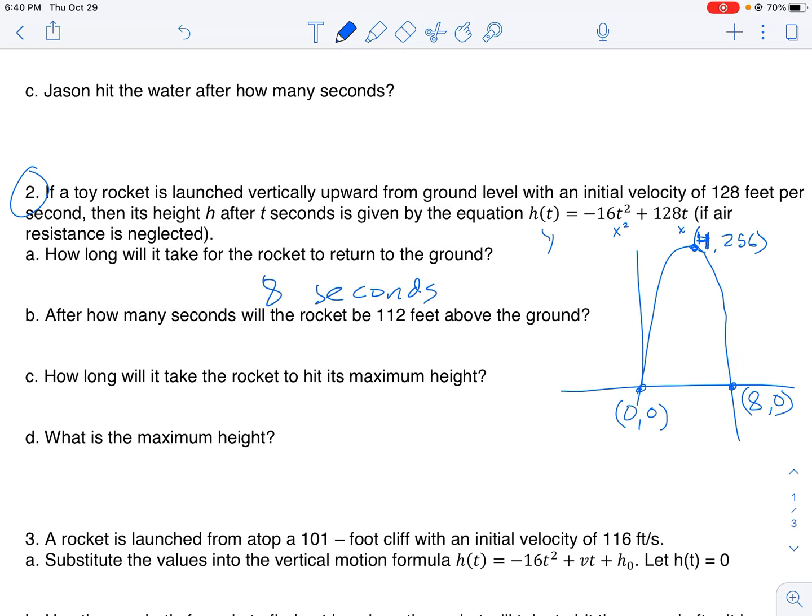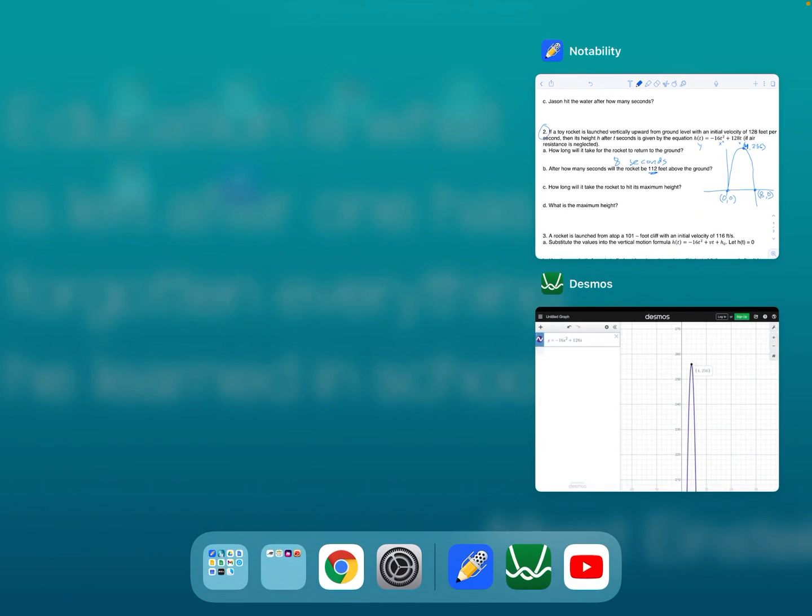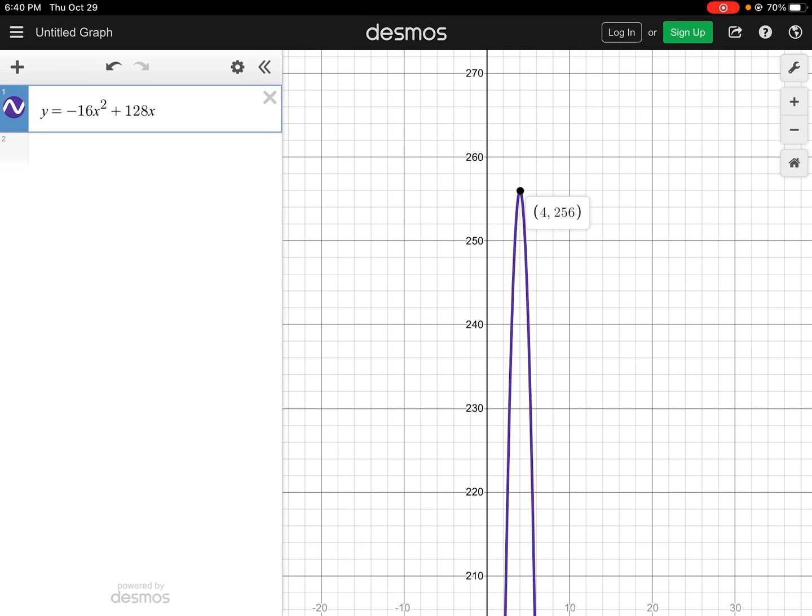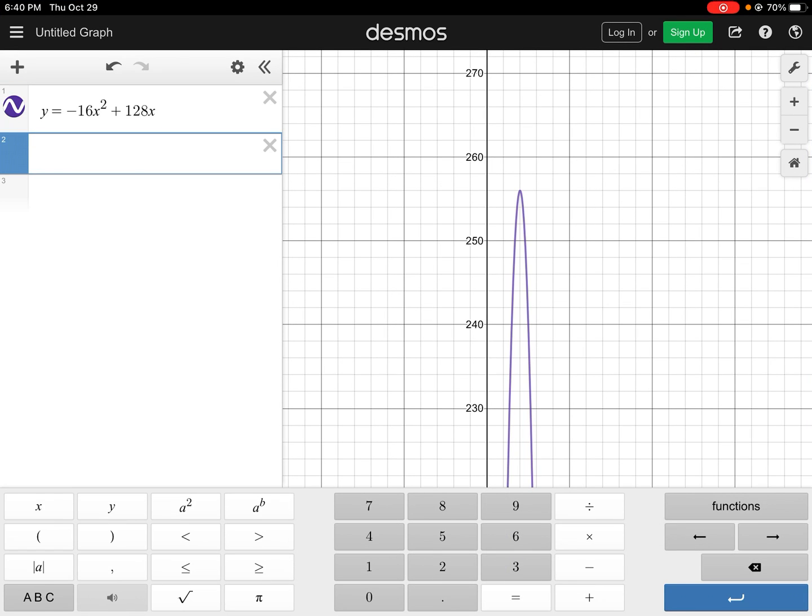Next one: after how many seconds will the rocket be 112 feet above the ground? This is a slightly different question and actually requires us to graph another line. This 112 feet is here somewhere, and we need to figure out where that is. So I'm going to go back to my calculator and add another equation. And this one's just going to be y equals 112.